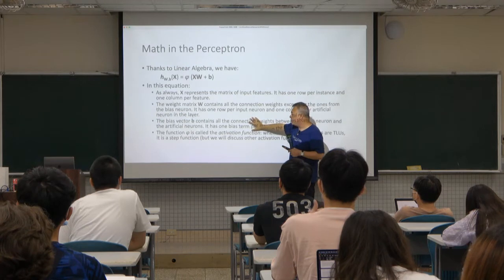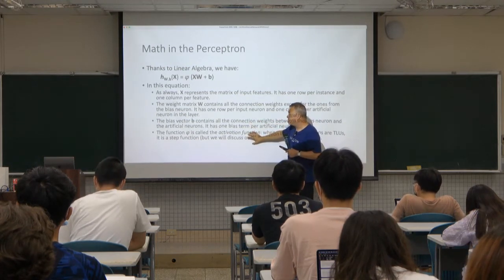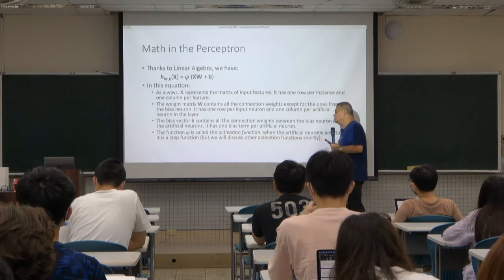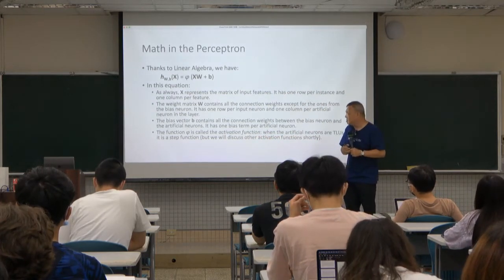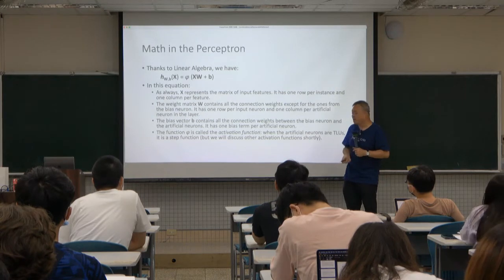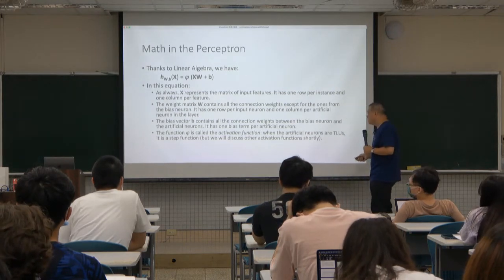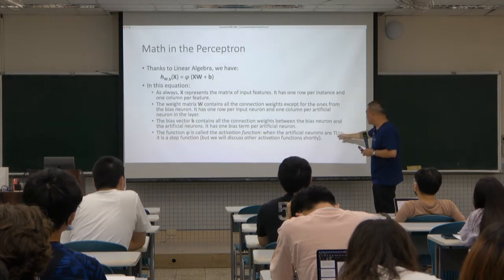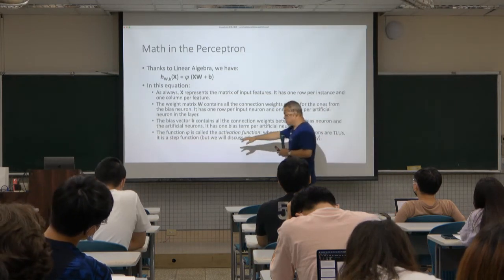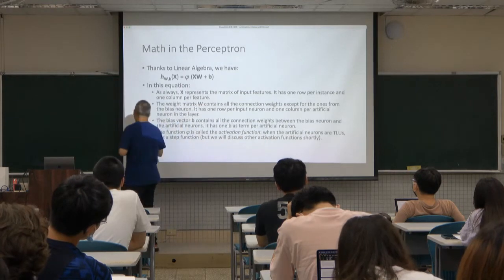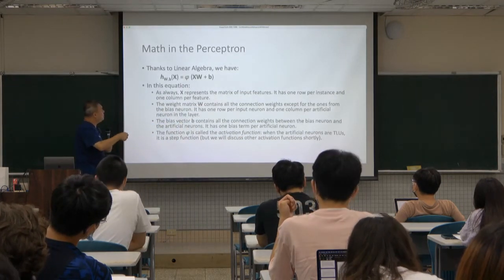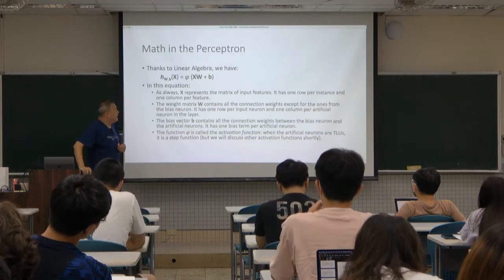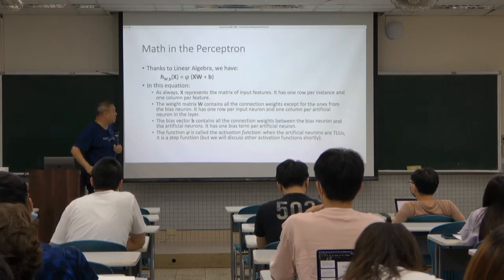Then we have a function, phi, which we call the activation function. Obviously, for different types of neurons, you may have different types of activation functions. For a TLU or LTU, it's a step function. So you can see that we can deal with the ANN by using matrix multiplications.